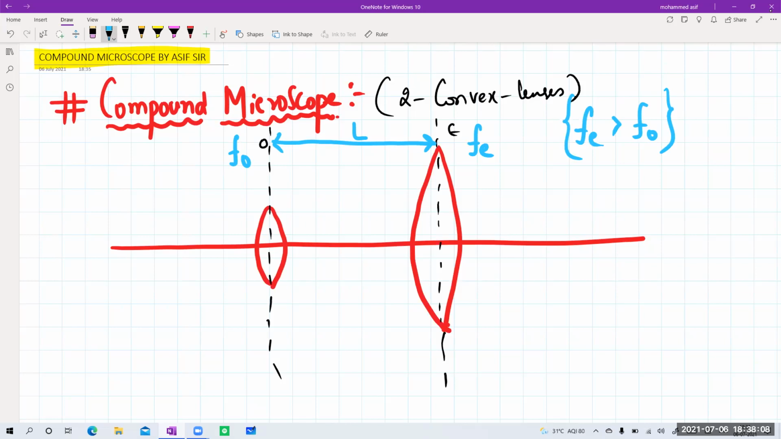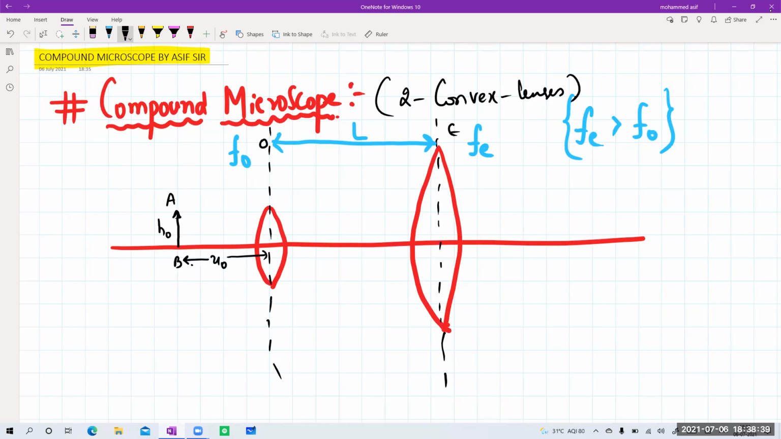The object is placed beyond the first focus of the objective, which forms an inverted image in front of this one. Now the virtual image will lie between the focus and the optical center, in between these two. Let me draw the ray diagram for you so it will give much clarity. If I'm keeping an object here, this is A and this is B, and this is the height of the object, h0, at distance u0.